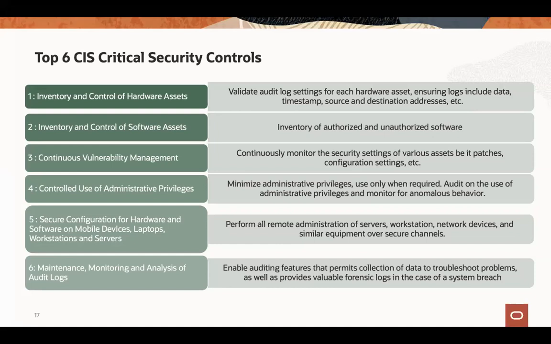Let me take an example. Say you look at control 4, which is about controlled use of administrative privileges. The key recommendation for control 4 is minimize administrative privileges, use only when required, and monitor for any anomalous behavior. So in the CIS benchmark, there are rules, or we call them subcontrols too, to monitor the change of default passwords, use of unique passwords.